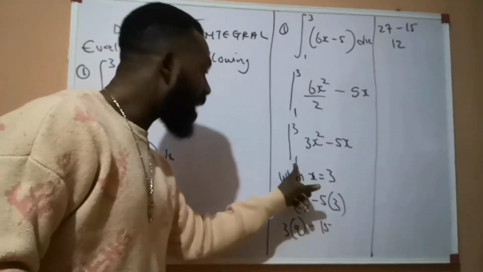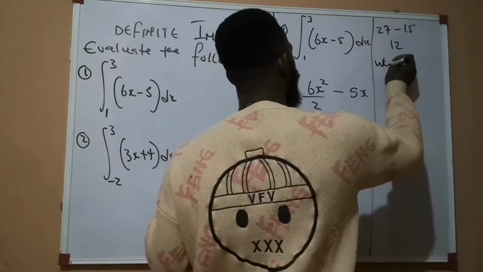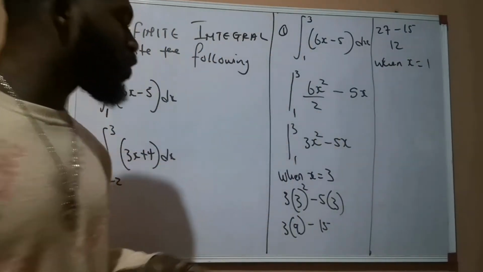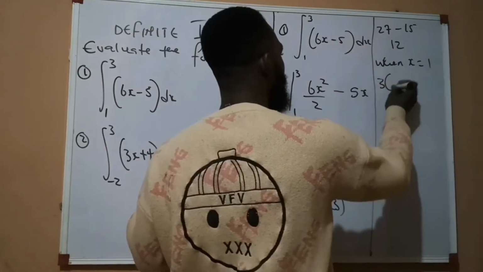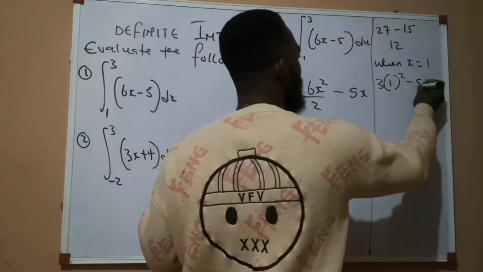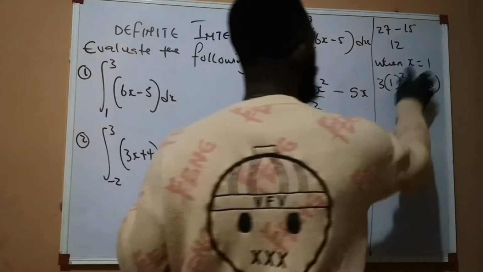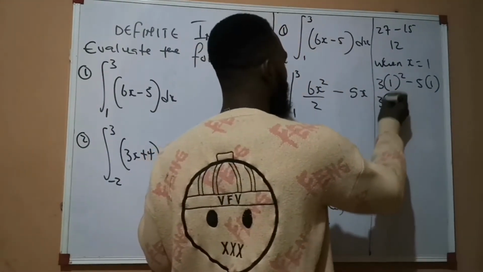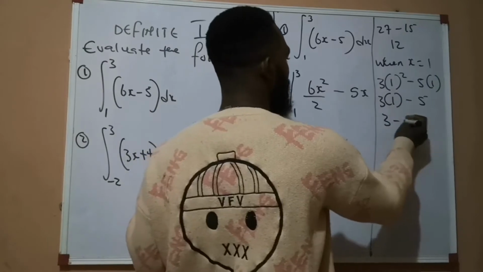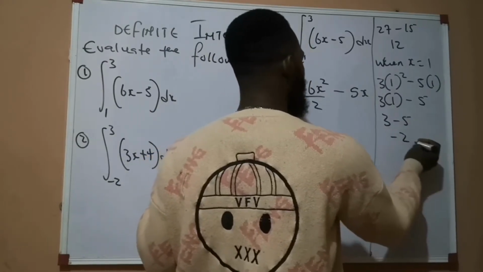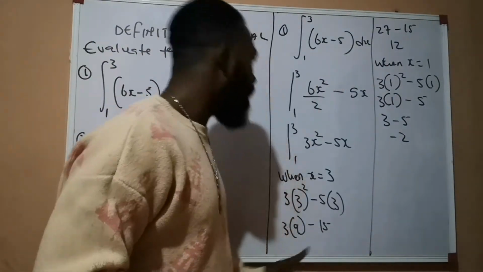Now, we are not done because we have another limit to make use of, and the other limit is 1. So here it becomes when x equals 1. Anywhere we see x, we give 1. So here becomes 3 into bracket 1 raised to the power 2 minus 5 bracket 1. Without wasting time, 1 raised to the power 2 is 1 times 1, 1. So here becomes 3 into bracket of 1 minus 5 times 1 is 5. Now, 3 times 1 is 3 minus 5, and 3 minus 5 gives us minus 2. When we use limit 3, we got 12, and when we use limit 1, we got minus 2.